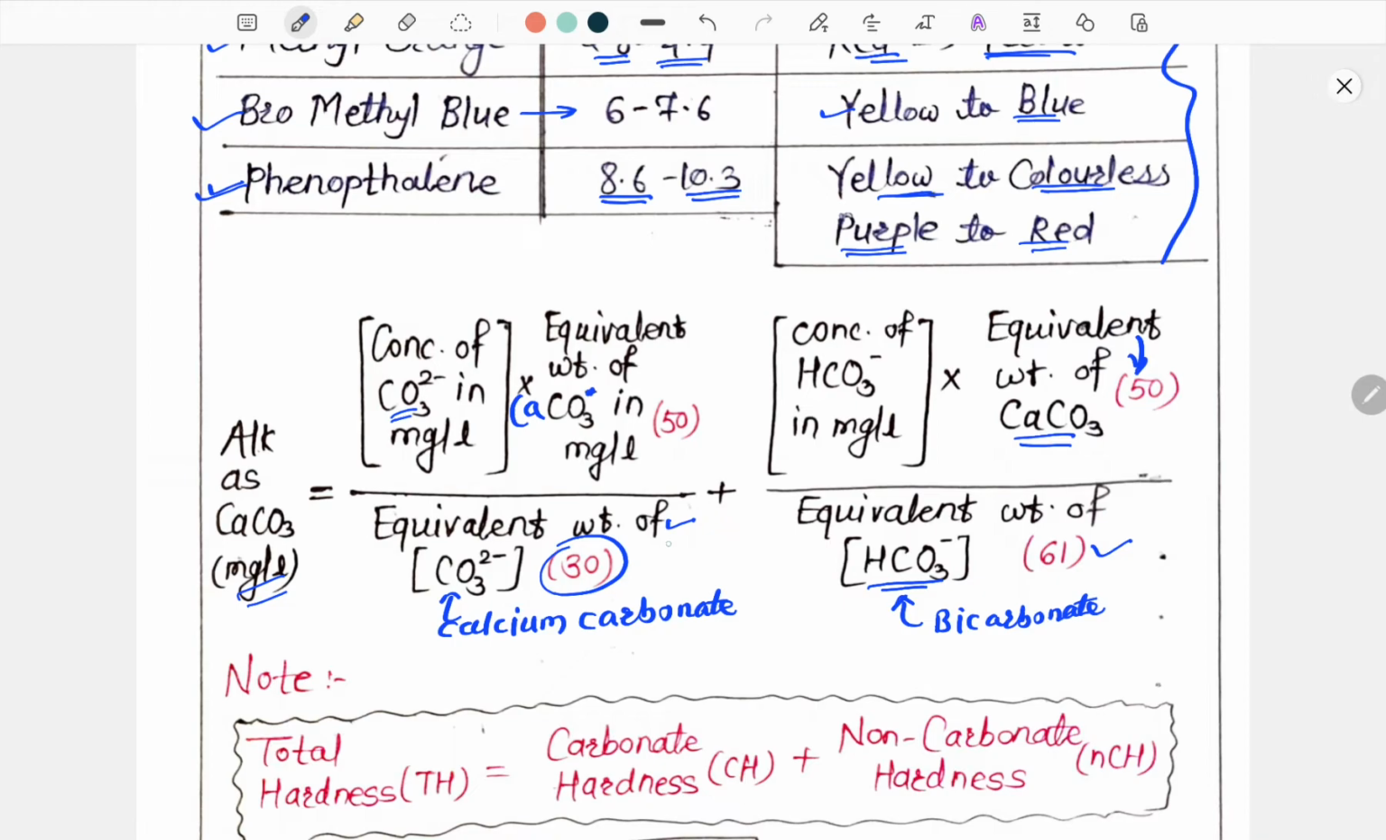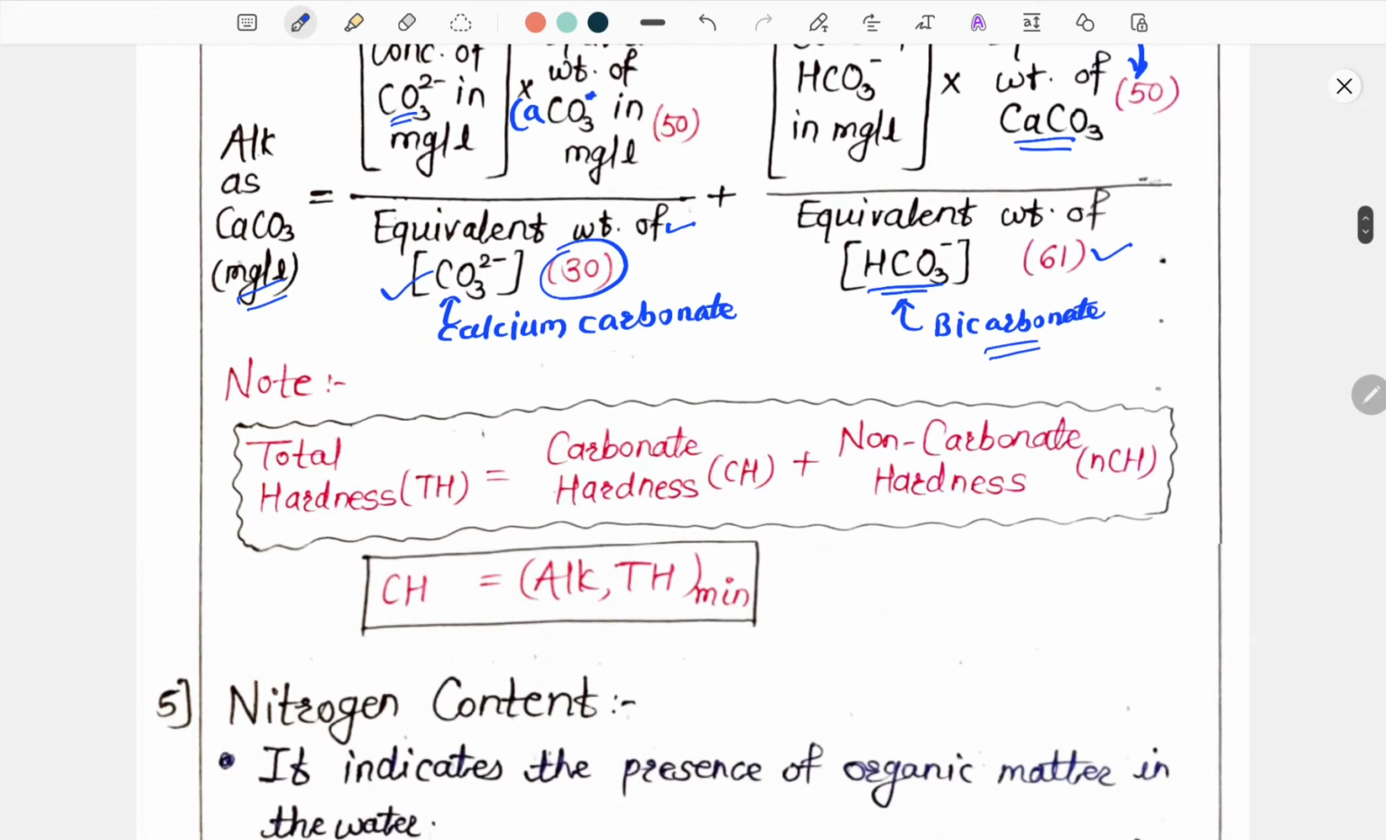So here, directly given the equivalent weight of calcium carbonate and bicarbonate. Now here one thing to note: total hardness is equal to carbonate hardness plus non-carbonate hardness. Total hardness is equal to carbonate hardness plus non-carbonate hardness.